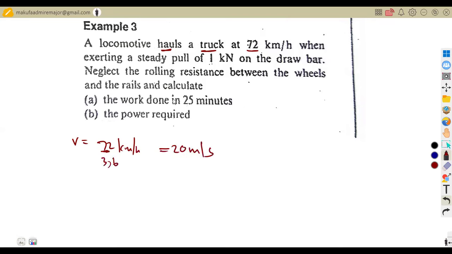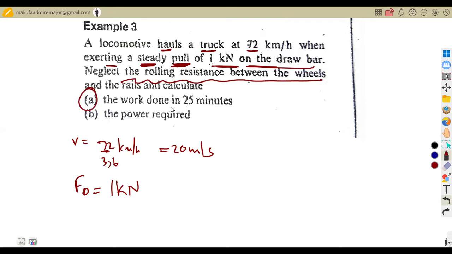We use the same values. All right, so exerting a steady pull of 1 kilonewton on the drawbar. So this is the force that we have on the drawbar, which is 1 kilonewton, the pull. Neglect the rolling resistance. Determine the work done in 25 minutes. If the time is 25 minutes, what is going to be the work done? That is the first question that you're given there, to calculate the work done. As we know, work done is simply force times distance.